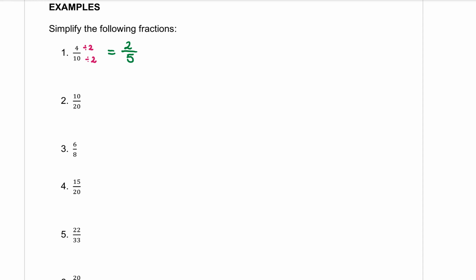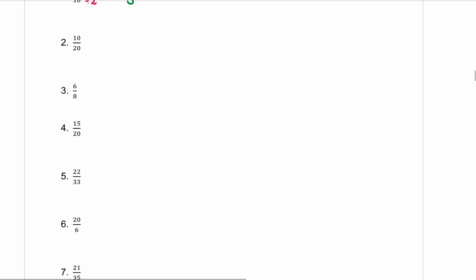Let's try it again for question 2. I have the fraction 10 over 20. The highest common factor that I can divide by is 10. So I'm going to divide the top by 10 and the bottom by 10. 10 divided by 10 goes once, and 20 divided by 10 goes twice. So the simplified fraction is a half.